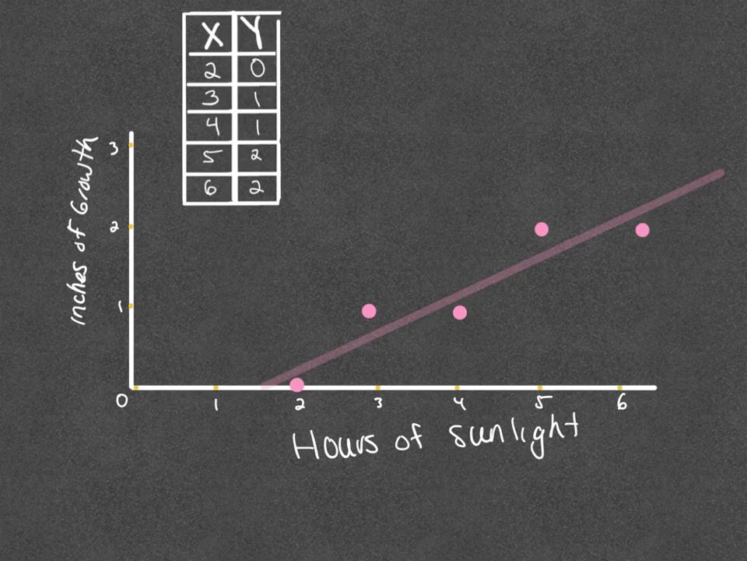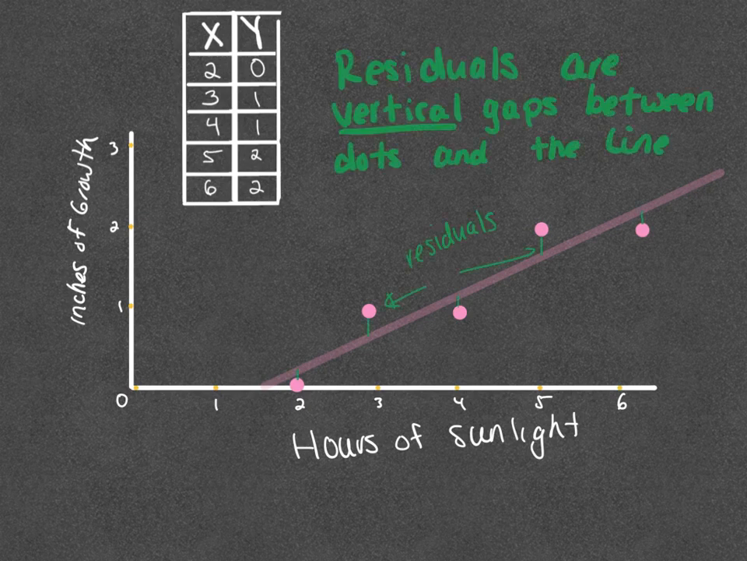Look at the vertical gaps between the dots and the line. This is how incorrect my line is for each of the dots. These gaps are known as residuals. Residuals are vertical gaps between the dots and the line. We can also think of these as error. In fact, if you learn about regression, you'll learn that we talk about residuals as errors in the line when the line is used to find the dots.